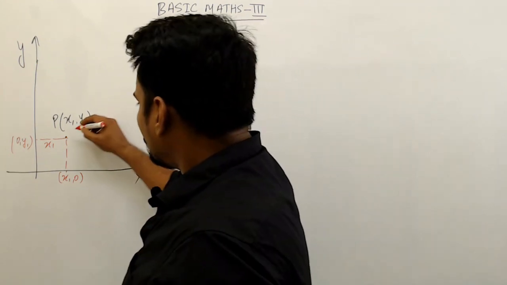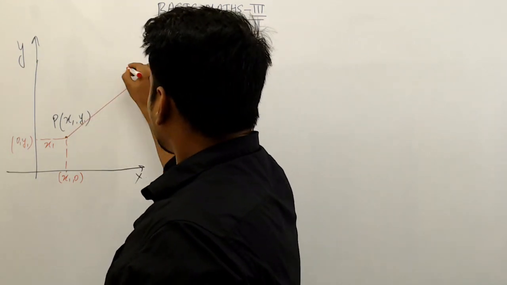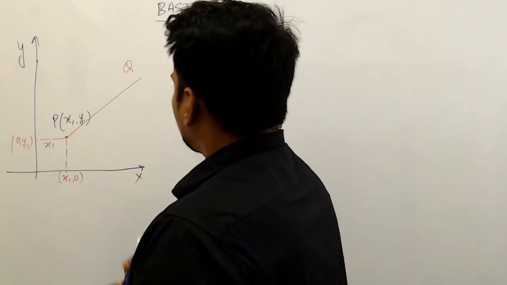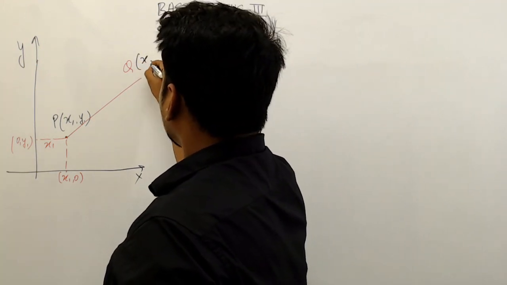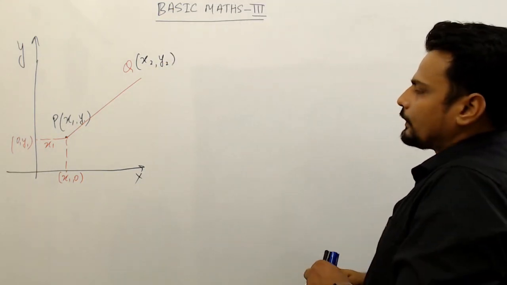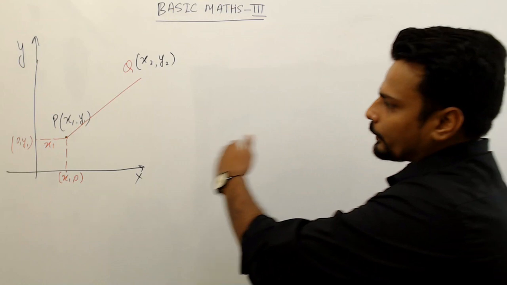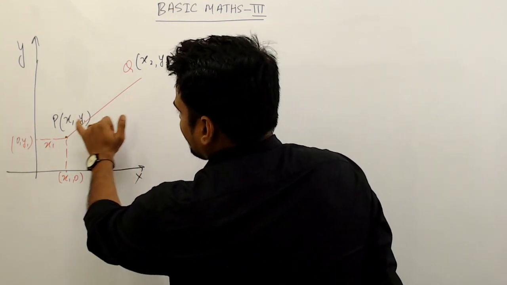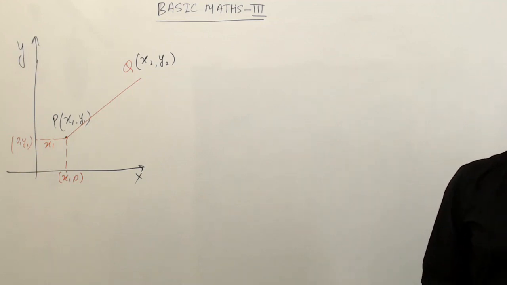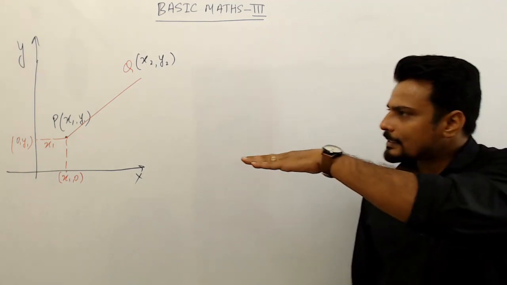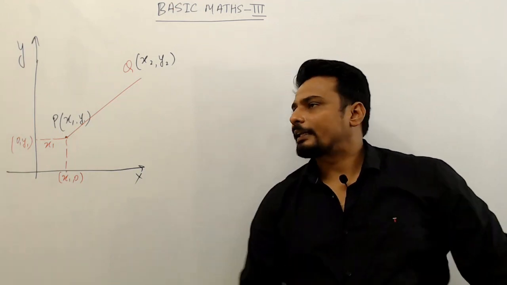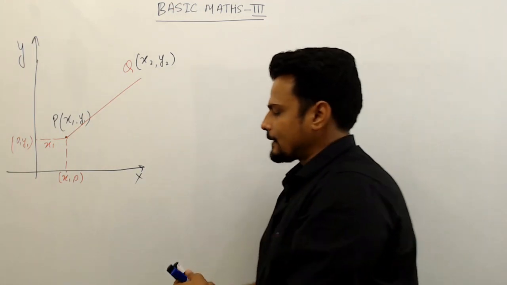Let's say I have moved from point P to point Q, and this point has coordinates x2 and y2. All good? So when you move from x1 to x2, your x coordinate has changed and the y coordinate has also changed. That clearly means you have moved along the x-axis as well as along the y-axis. Both movements took place.